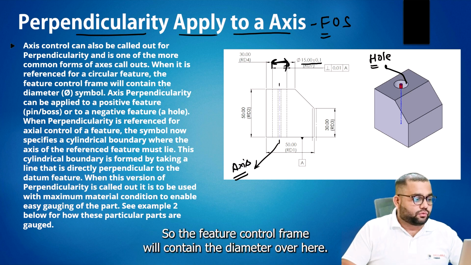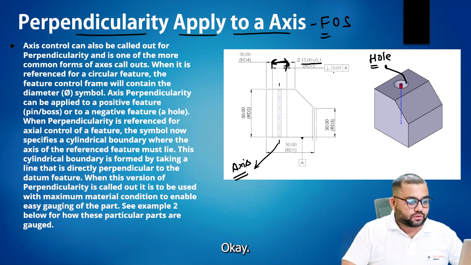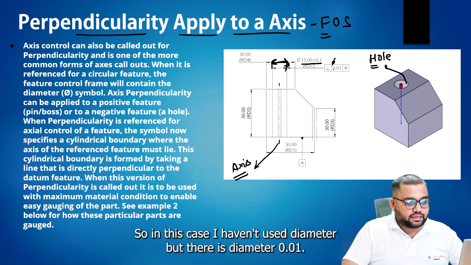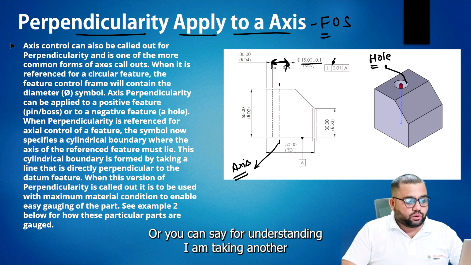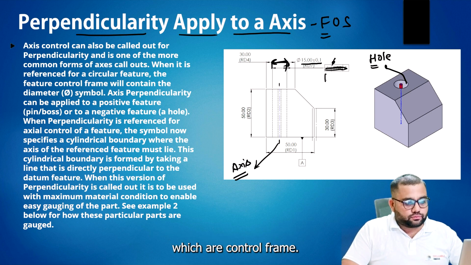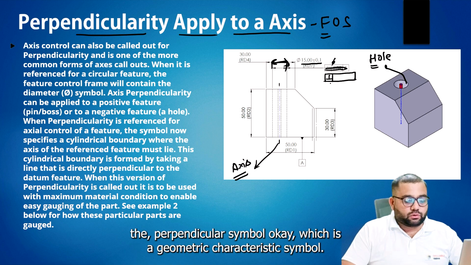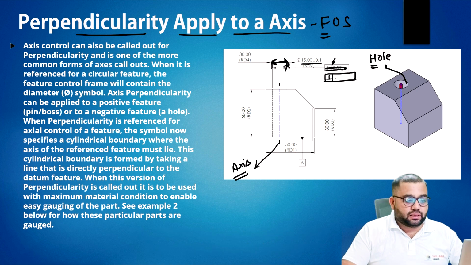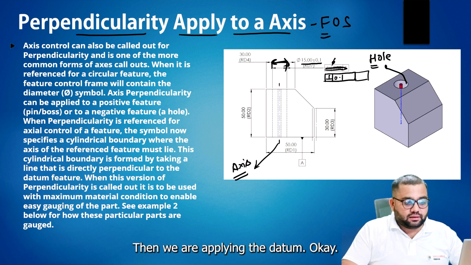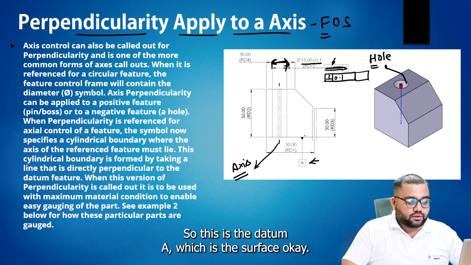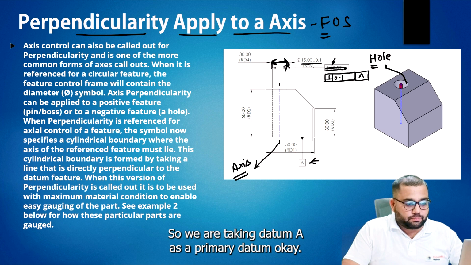The feature control frame will contain the diameter symbol over here. In this case I haven't used the diameter, but there is a diameter 0.01, or for understanding, I am taking another feature control frame. In the first compartment I am using the perpendicularity symbol, which is the geometric characteristic symbol. Then we are using 0.1 mm of geometric tolerance. Then we are applying the datum. This is datum A, which is this surface, and we are taking datum A as the primary datum.